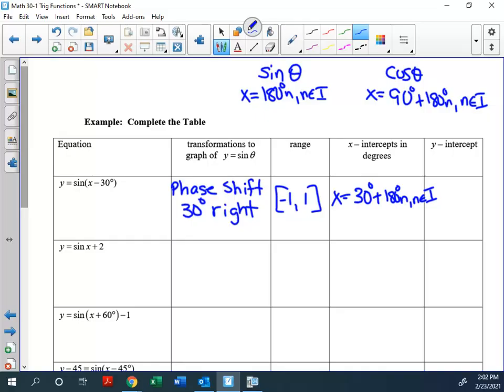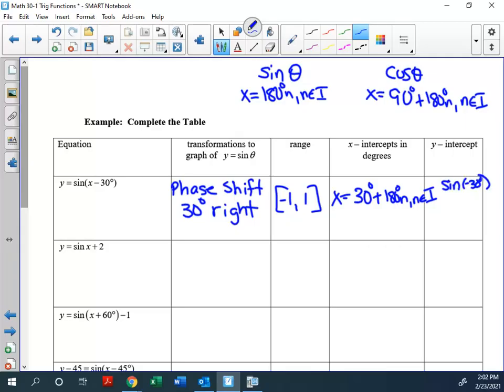What about the y-intercept? Well, if the x-intercept moved, does it make sense that my y-intercept moved? So how am I going to figure out where my y-intercept is? I'm just going to go back to the very basic definition of a y-intercept. When does a y-intercept happen? Perfect. I'm just going to discover what the value of sine of negative 30 is.